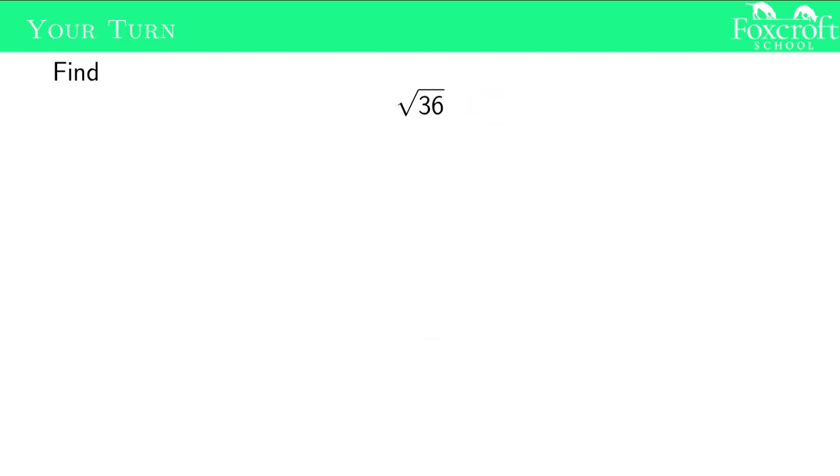Here's one for you to try on your own. Figure out what the square root of 36 is. The answer you get is 6, because 6 times 6 is 36. These are the basic square roots: just make sure you figure out what number you multiply by itself to get the thing under the square root.